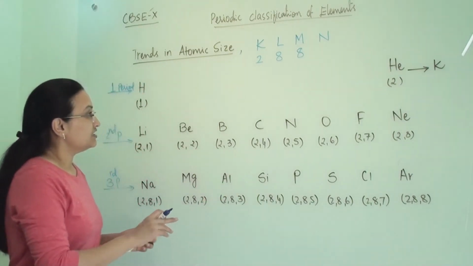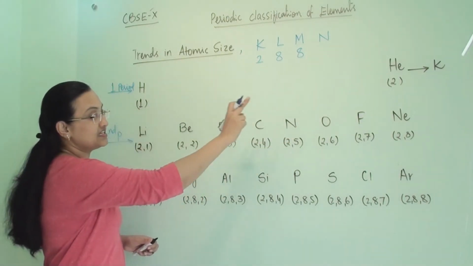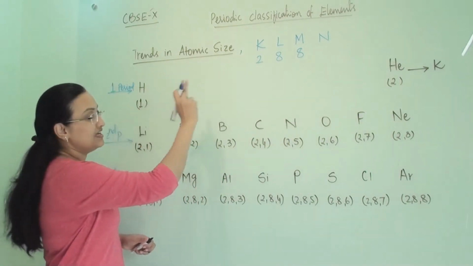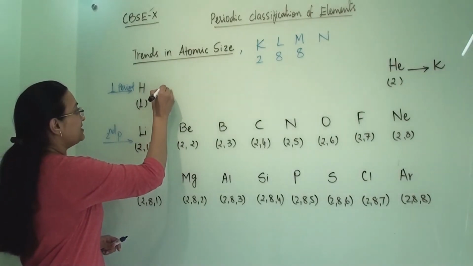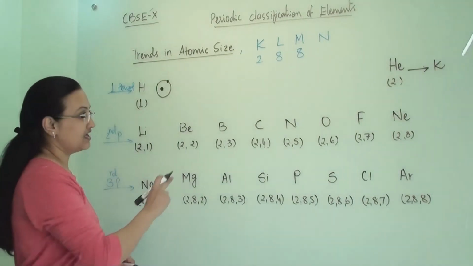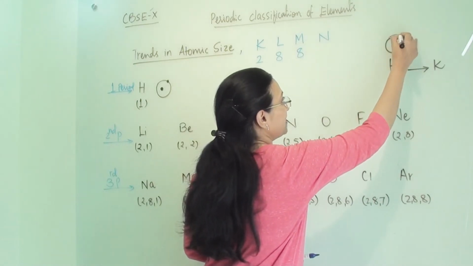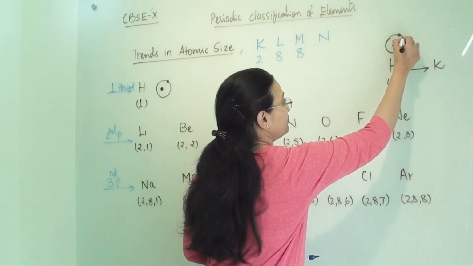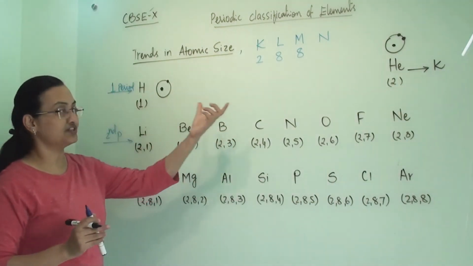So in turn, in M shell we can put a maximum of 8 electrons. Here we are talking about the first shell, that is K shell, and it is completely filled when the first period gets over. This is our element, and in the first K shell 1 electron is there, and when we reach helium, in the first K shell there are 2 electrons. So the outermost shell is completely filled in the first period.